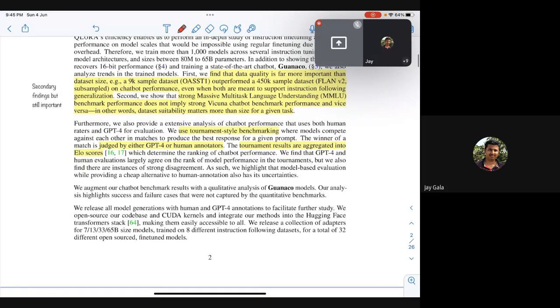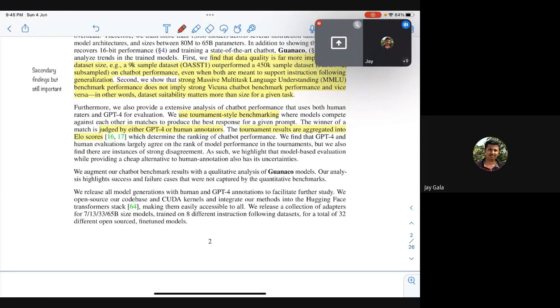Also, one of the other highlighting factors is they do a comparison of human rating as well as GPT-4 rating, and present some evidence about that. For more qualitative analysis, they also do a rating where GPT-4 is acting as a judge and also a human acting as a judge. In both cases, they find nearly the same trend.